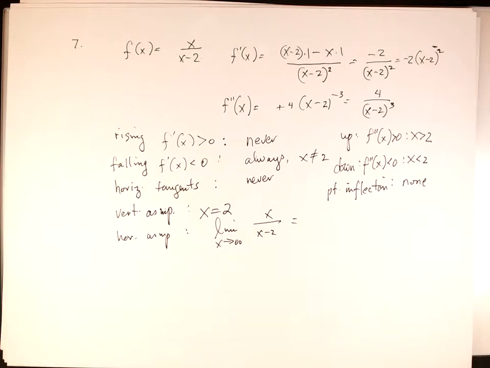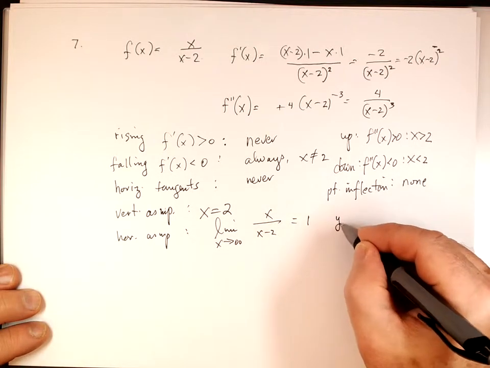Now, here's the rule. If the numerator is greater degree than the denominator, there is no limit. It will go to infinity or negative infinity depending on the sign. If the denominator has greater degree, that limit will be 0, and you'll have a horizontal asymptote, y equals 0, the x-axis. If they're of equal degree, which we have here, that limit is the ratio of the leading coefficients. Leading coefficients here are 1 and 1, respectively. That ratio is 1. We have a horizontal asymptote at y equals 1.